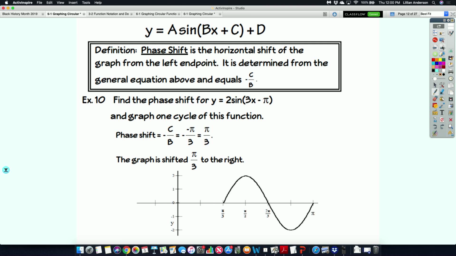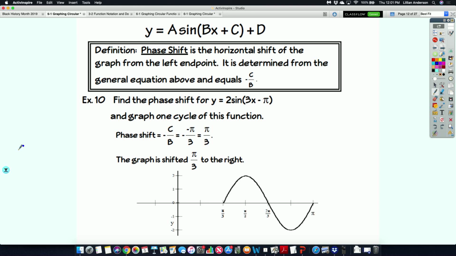And this is the graph for that, with the vertical stretch of 2 and a period of 2 pi over 3. There's no table there, but that's all together. We're going to do some ourselves, as you guys can see.